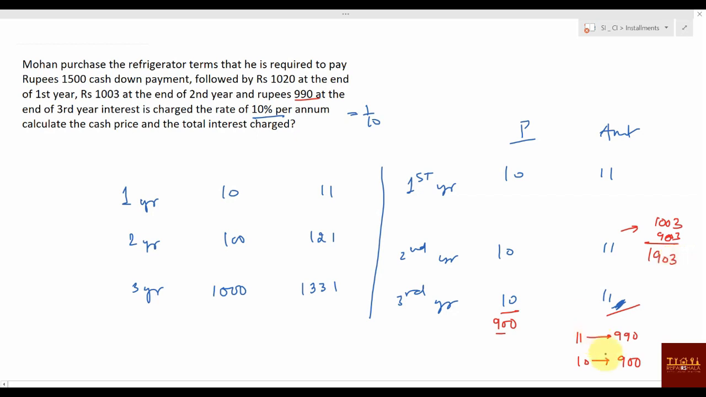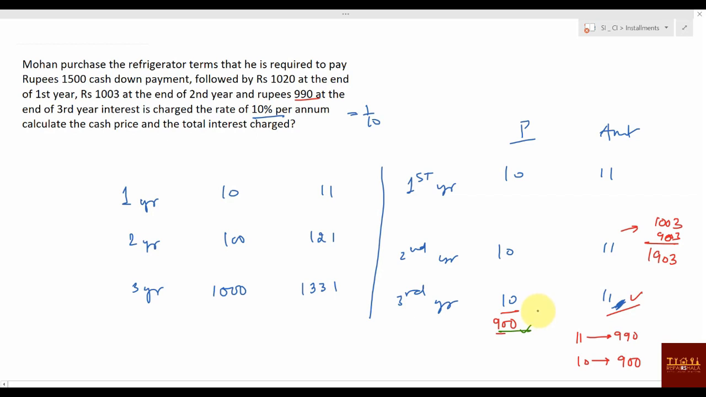I'll explain again. Here at the end of the third year, you are paying what? You are paying an installment. The third installment you are paying is 990 rupees. So I am finding, at the starting of the third year, what was the principal? So that we got the interest, we got an installment of 990. So I got to know that my principal was 900 rupees. Now this principal, why is this principal coming?